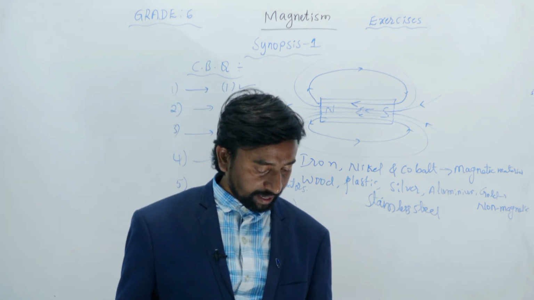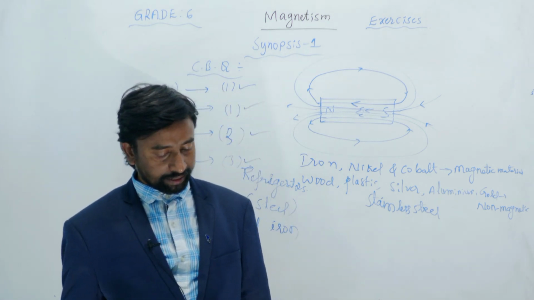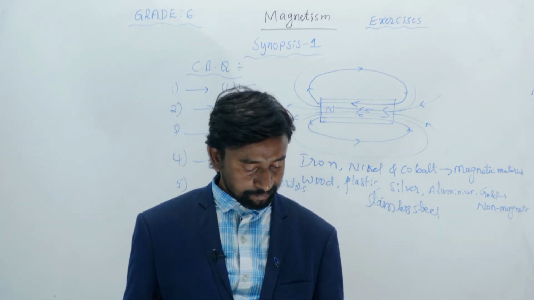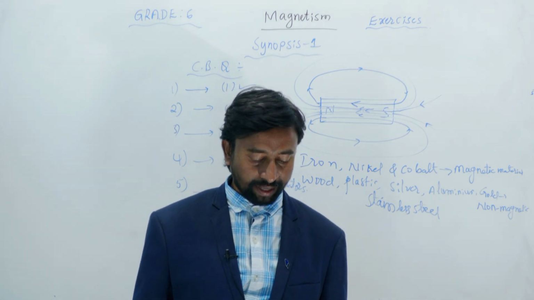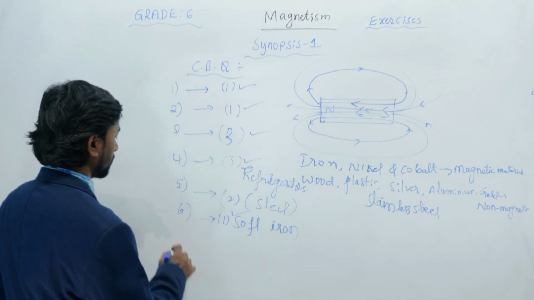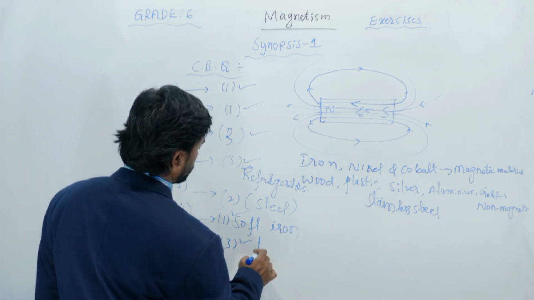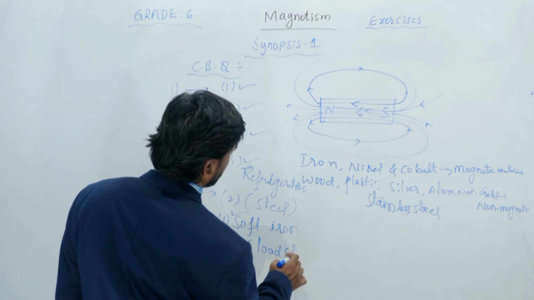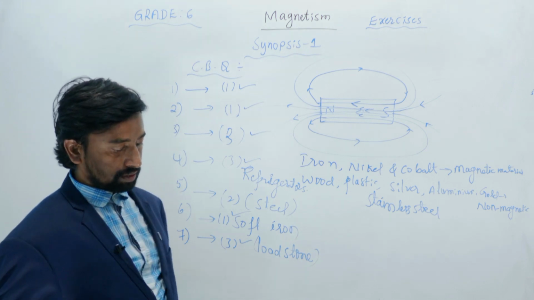And the seventh one: the natural magnet is also known as magnetic needle, bar magnet, lodestone, or disc magnet. Lodestone is the natural magnet. Okay, and the eighth one is given here.